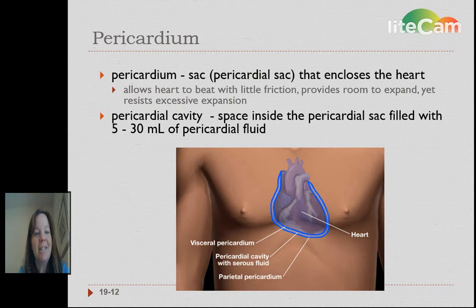Okay, so moving along, we'll discuss the pericardium. The pericardium is a sac that encloses the heart. And it's composed of two layers. You have the inner layer known as the visceral pericardium, and you have the outer layer known as the parietal pericardium, and the space between these two layers is known as the pericardial cavity. Now, what's contained in this pericardial cavity is just a little bit of pericardial fluid. And these two layers of the serous membrane with the heart inside allow that heart to beat with very little friction.